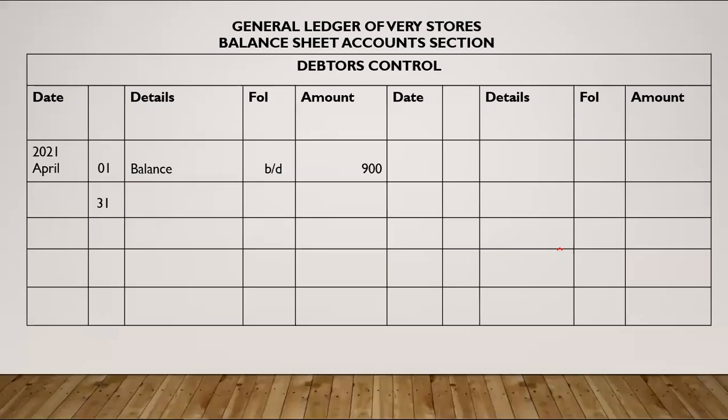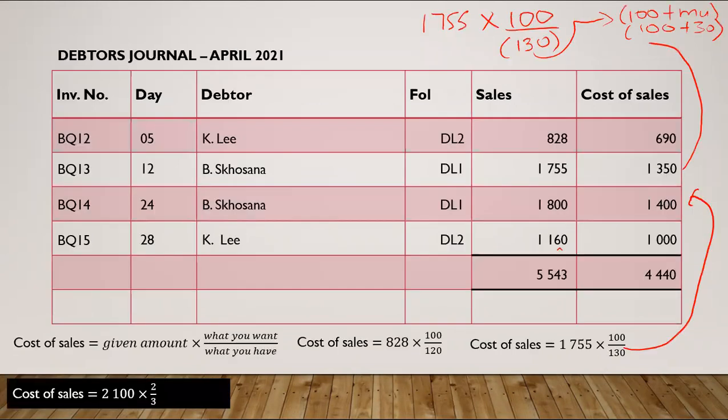Now, when we do our debtors control on the debit side, we will have sales, which comes from the debtors journal. This is the total that we get from our debtors journal under sales. So that 5,543 comes from the sales column. It is the total of your sales column in the debtors journal.